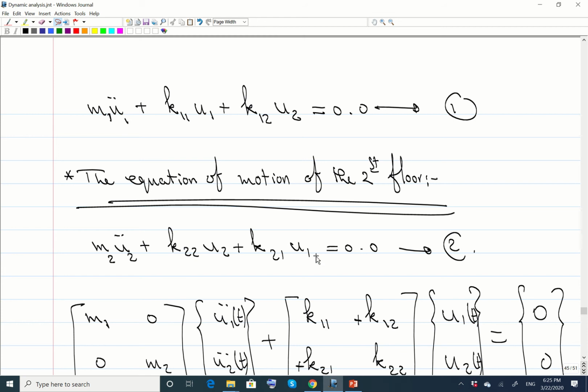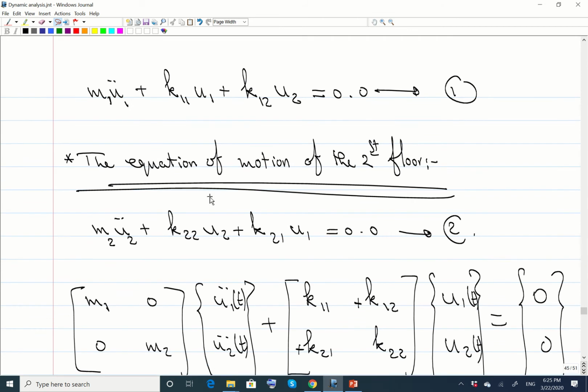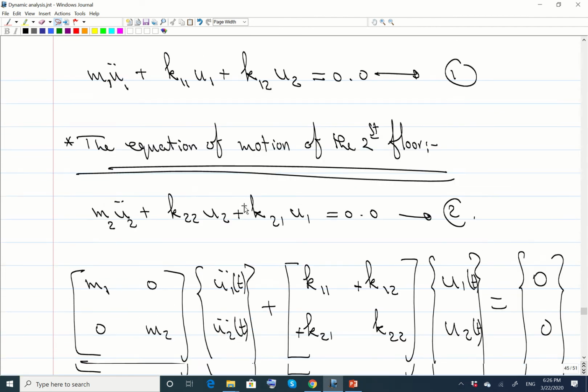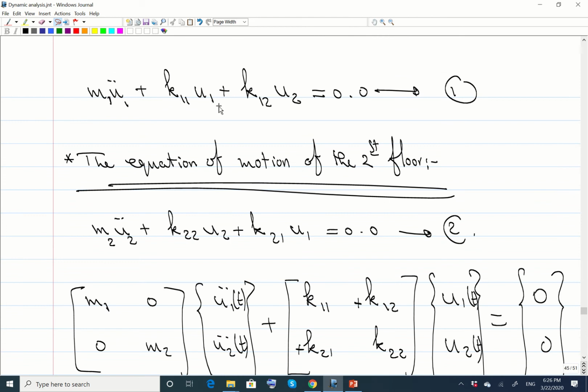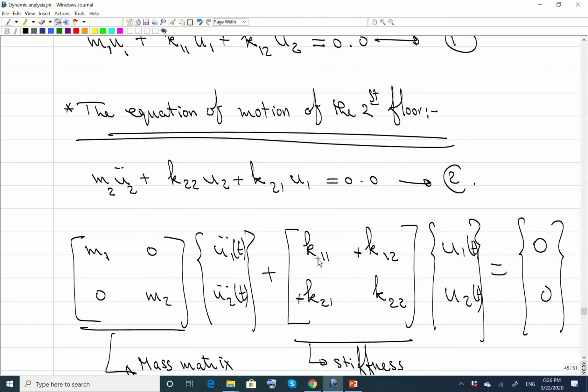Instead of leaving those two equations as just two equations like this, let's write them in vector and matrix form. In the first equation, I have m1 multiplied by u1 double dot, and there is nothing multiplied by u2 double dot, so I have 0 multiplied by u2 double dot. And then I have k11 multiplied by u1 and k12 multiplied by u2, okay? Those are equal to 0.